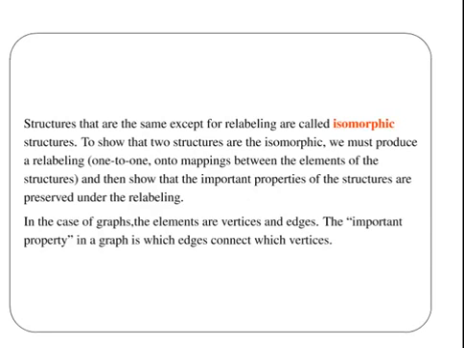I'll just give you a quick example of that. In graphs, the properties are things like paths and loops and cycles and so on. That's what I mean by properties. In the case of graphs, the elements are edges and vertices. The important property in a graph is which edges connect which vertices. And again, you can extend that to cycles and paths and stuff like that.